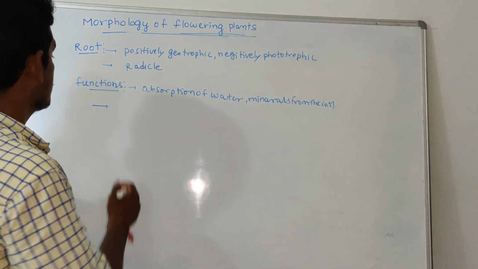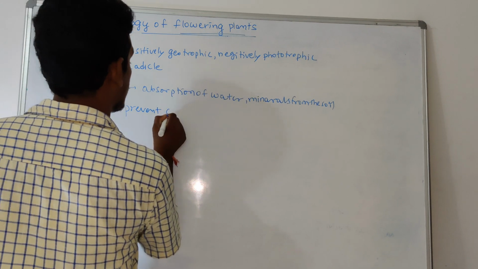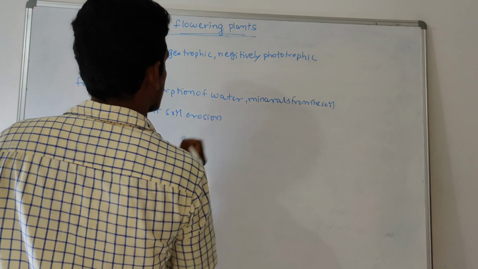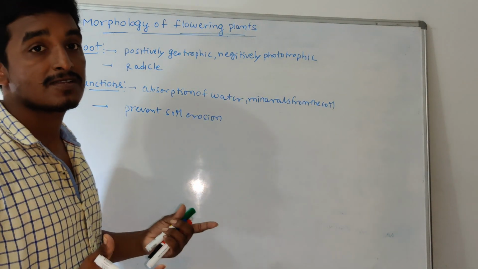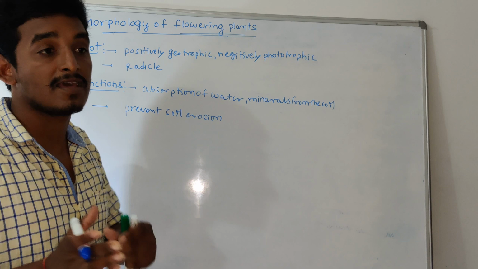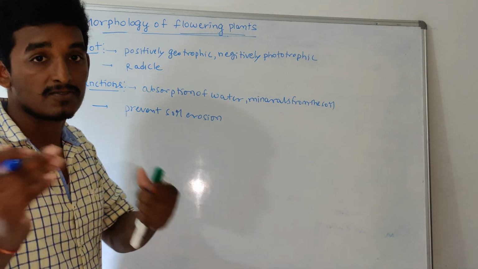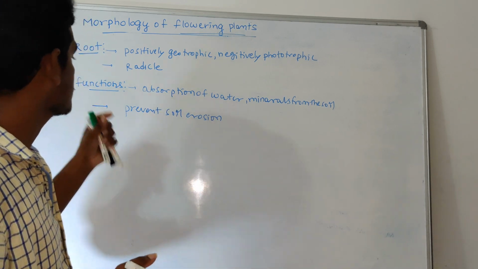And along with that, it helps in preventing soil erosion. Soil erosion means these roots hold the soil particles, so we can easily prevent soil erosion. The soil particles can't move away. So during the rainy season, the soil can't be washed away with the help of these roots.